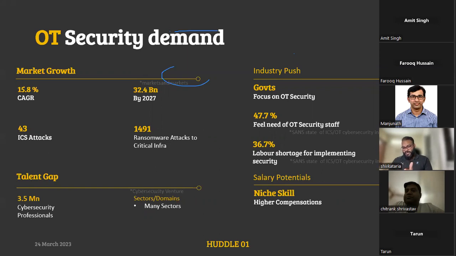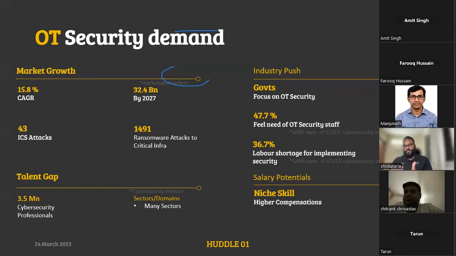I have recently gone through the report published by SANS, this year's annual review of IT/OT cybersecurity, and they surveyed lots of people across these geographies. As many as 47% of people say that they are short of OT security staff. And even 36.7% said that they don't even have people to implement the security requirements they have planned. So there is a huge demand that is going to happen in the coming years.